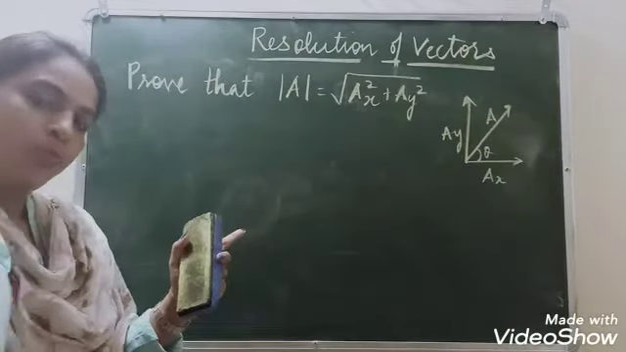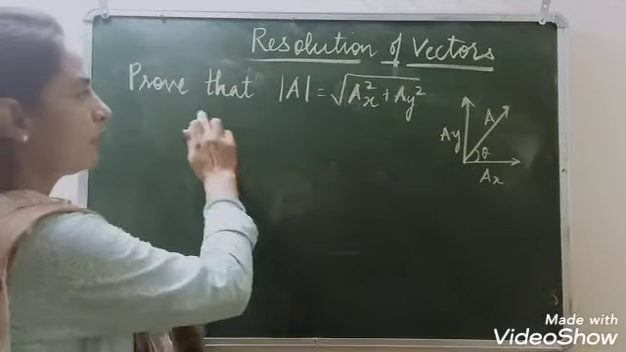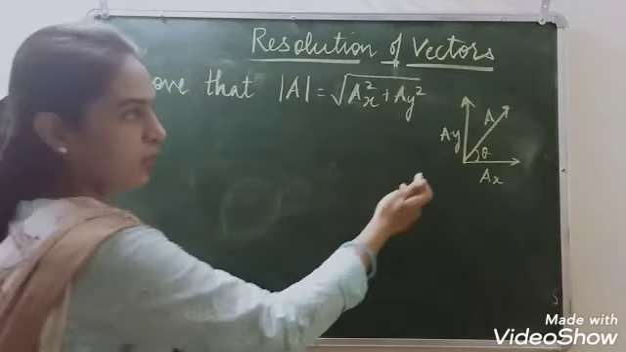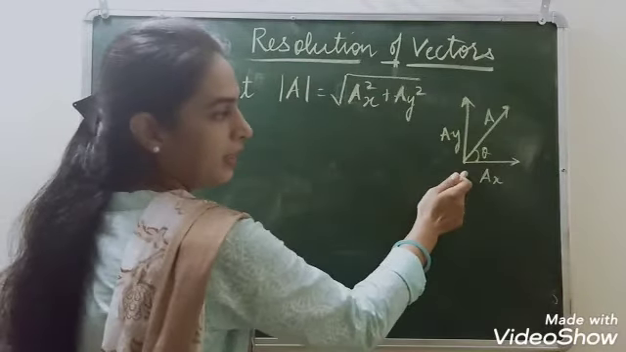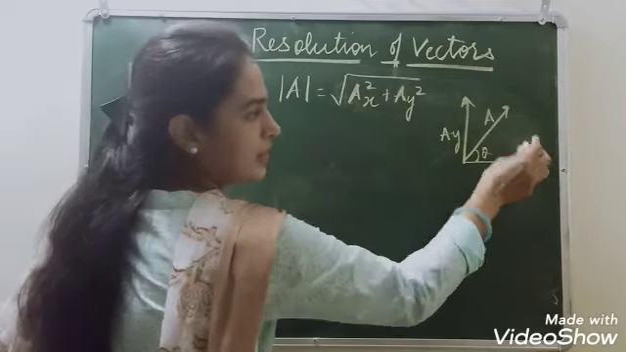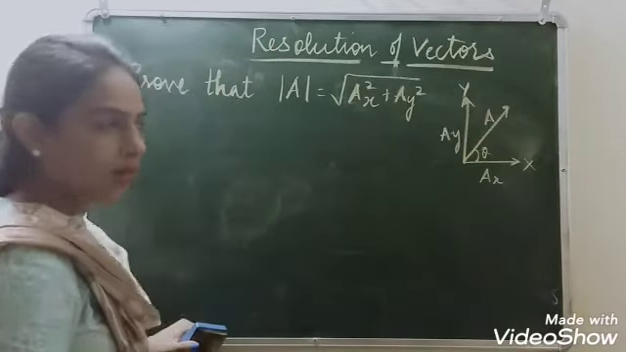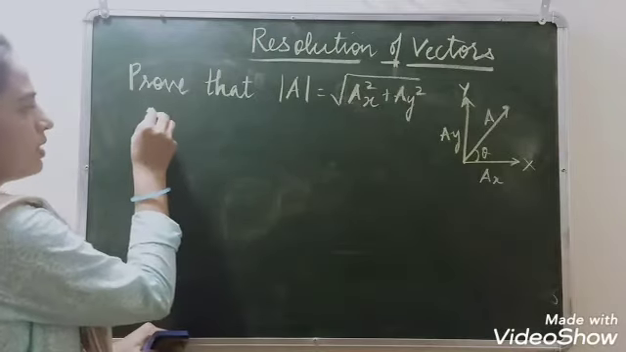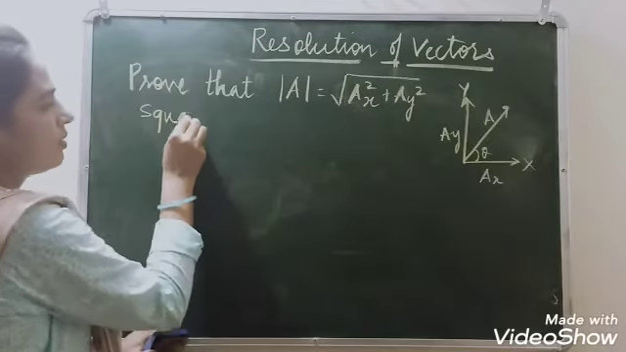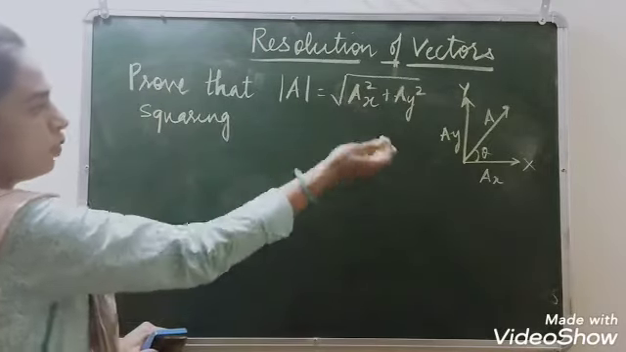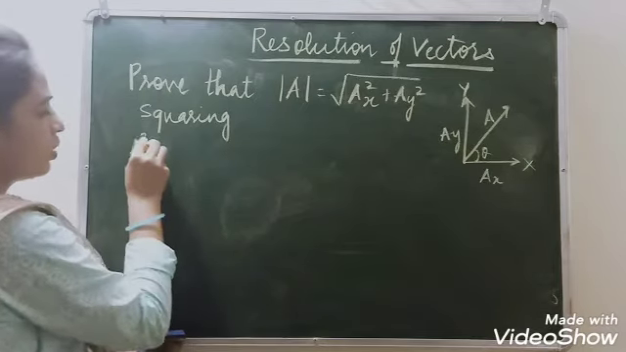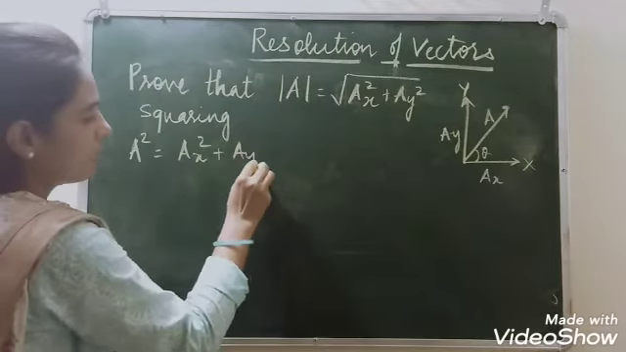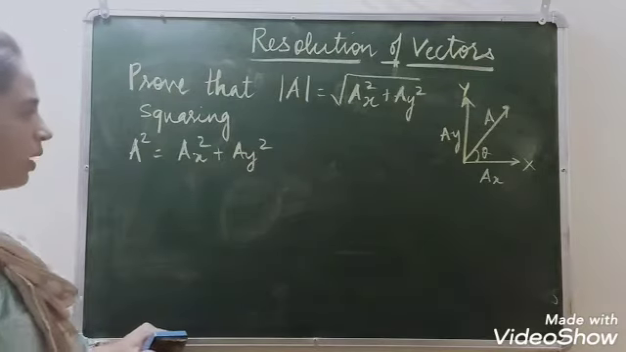So let's try to prove this, whether it is true or not. Prove that mod of A is under root of ax square plus ay square. Again, vector A is inclined with an angle theta to the x-axis and this is the y-axis. How to prove this? There are two ways. First is squaring both sides. If you square both the sides, then A square can be written as ax square plus ay square.